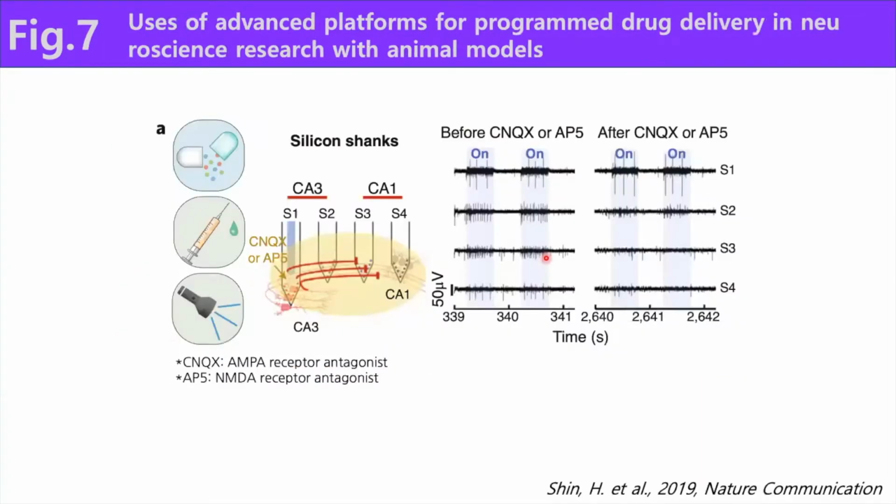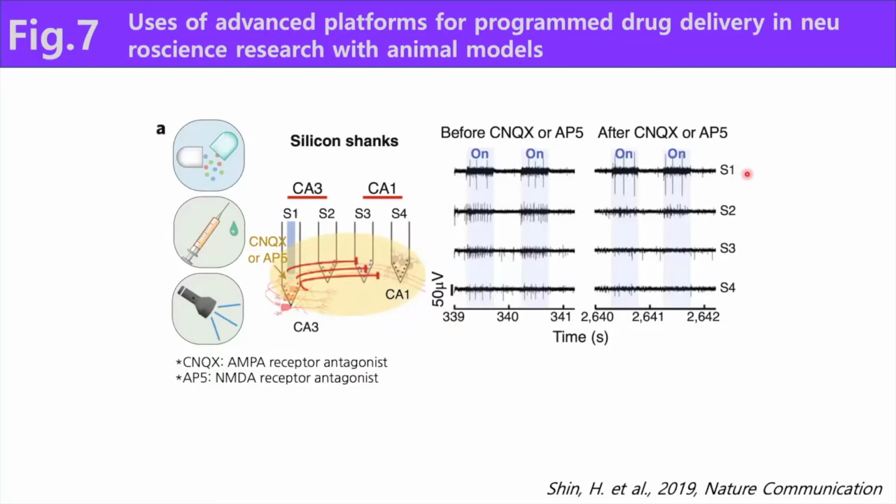Then how are those drug delivery platforms used for neuroscience research? First, I'll talk about silicon shanks. This platform is used to demonstrate hippocampal CA3 and CA1 connectivity in vivo. This is the illustration of 4 shanks, and the drugs used are CNQX and AP5, which are neurotransmitter receptor antagonists. When we deliver the drug at CA3, it reaches CA1, and it would block the synaptic transmission.